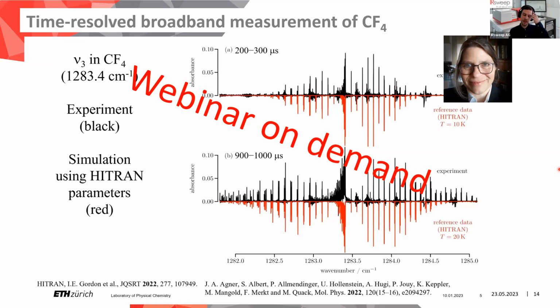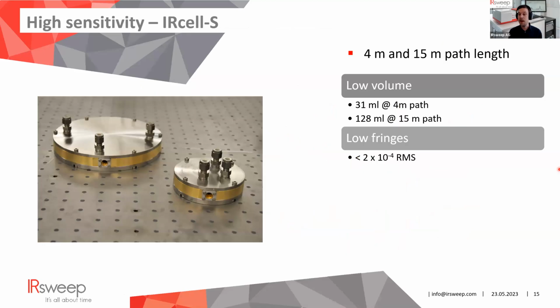If we talk about sensitivity, there are two things we want to maximize. The first is the absorption cross-section, so we want to target the strongest lines, and I think that's a check because we target the fundamental vibrational transitions in the infrared. The other thing we want to increase is the optical path length. The go-to solution here is usually multipass cells, like the circular multipass cells of IRSweep, which come in two versions, with 4-meter and 50-meter path lengths and exceptionally low sample volumes of only 30 and 130 milliliters.